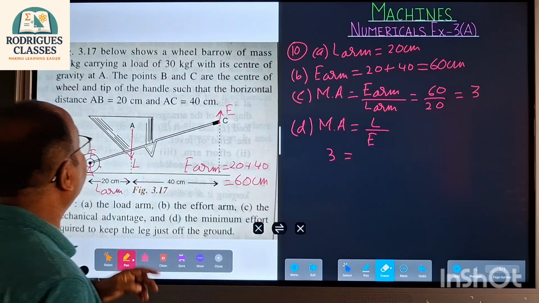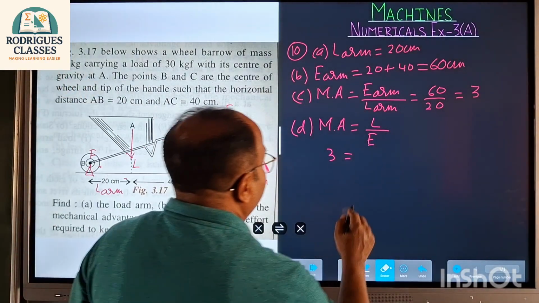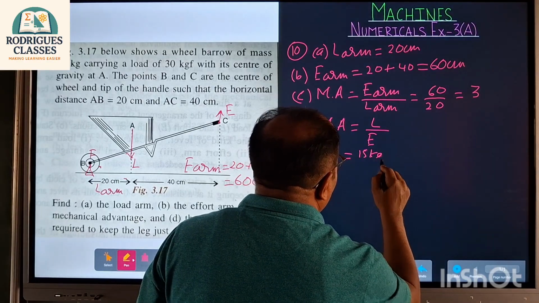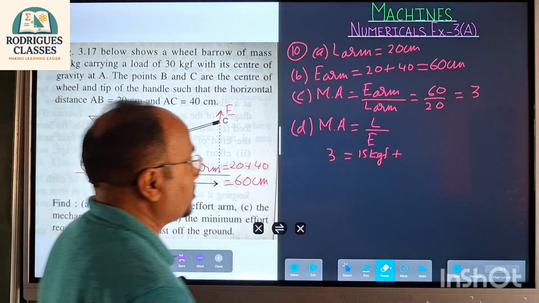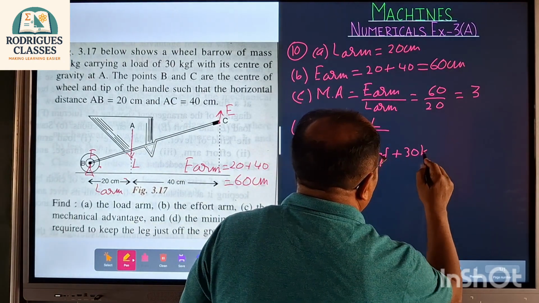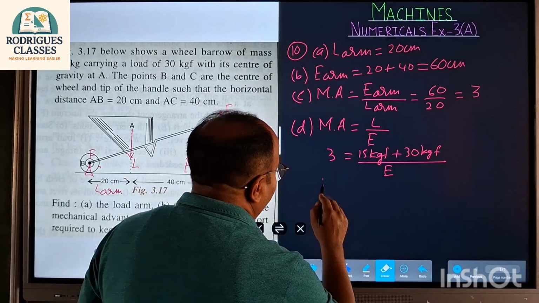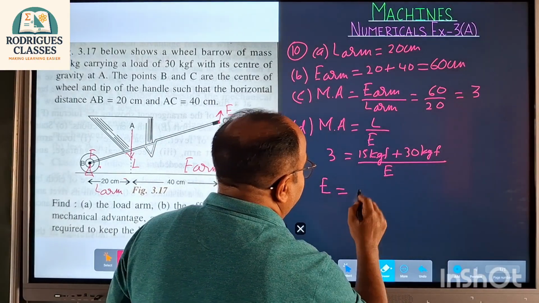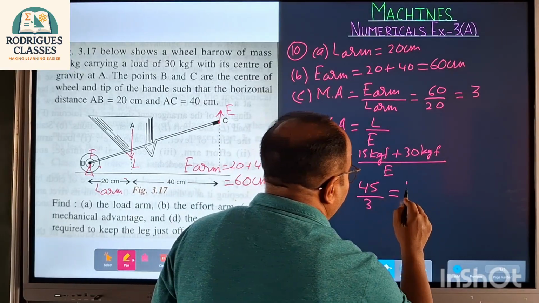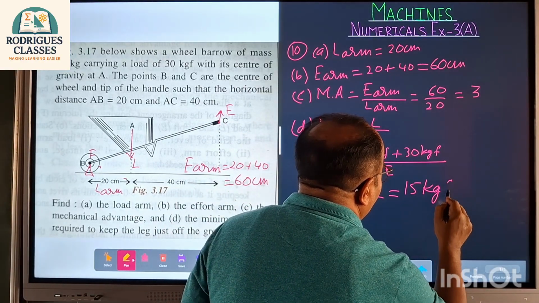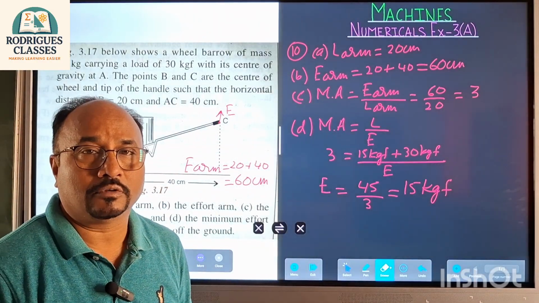Now the load part, again I will repeat, the wheelbarrow has a mass of 15, so it will become 15 kgf. I'm writing your unit here. The load is extra, that is 30 is there, so this will be 30 kgf, and the effort we have to find. So effort will become, this added will become 45 divided by this 3. So I require 15 kgf minimum effort to lift the wheelbarrow above the ground.